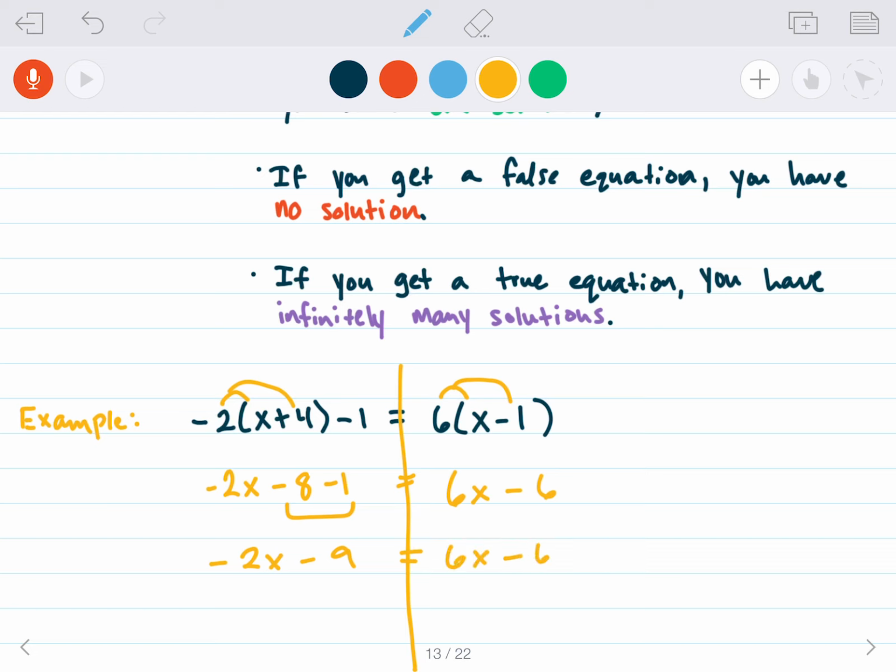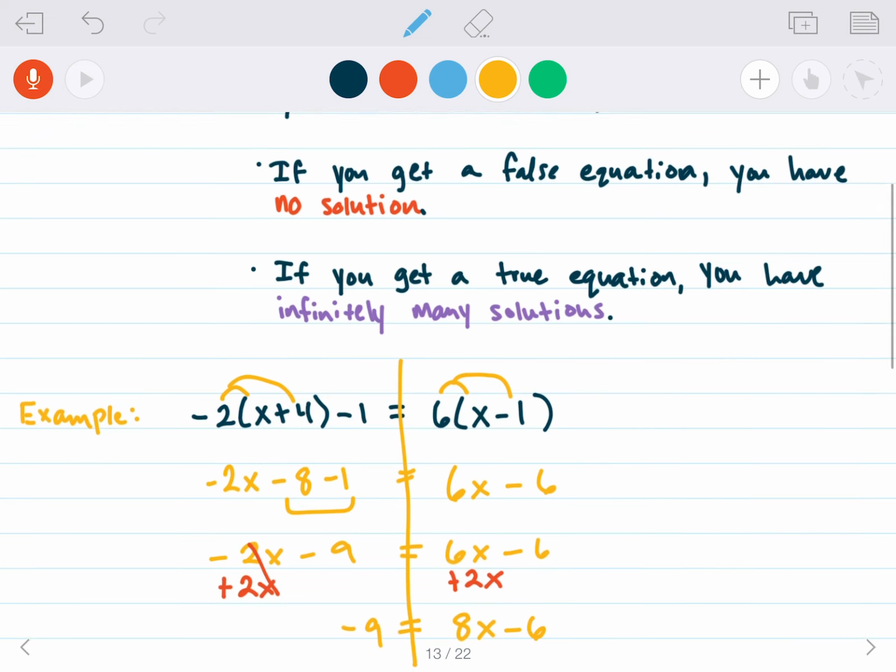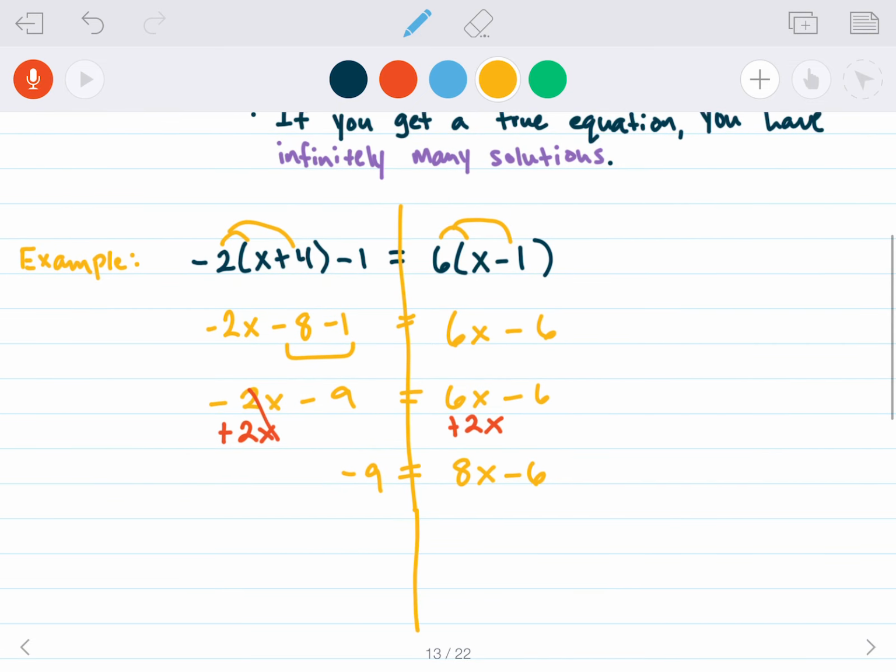And at this point, I want to isolate x. So I'm going to start by undoing subtraction of 2x by adding 2x to both sides. And when I do that, on the left side, I'm left with negative 9. On the right side, I'm left with 8x minus 6, 6x plus 2x. Now I can undo subtraction of 6 by adding 6 to both sides, and that's going to give me negative 3 equals 8x. Finally, I'll divide both sides by 8 to give me x equals negative 3 over 8.